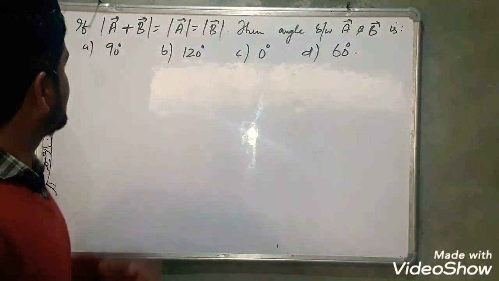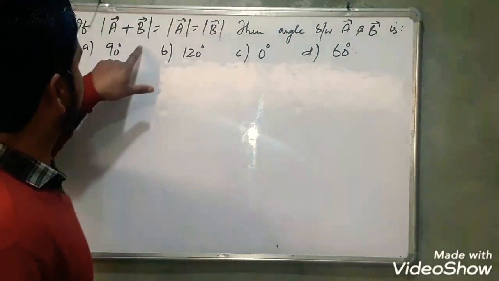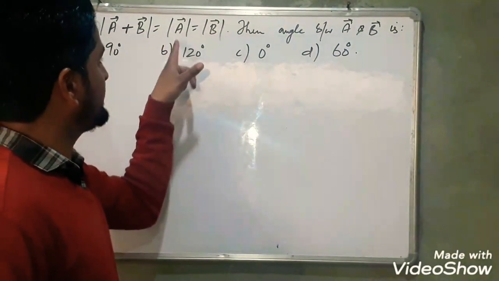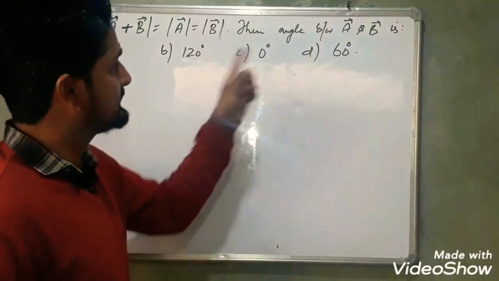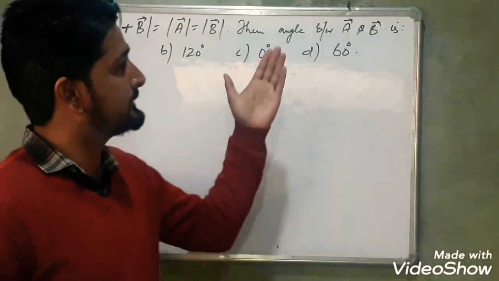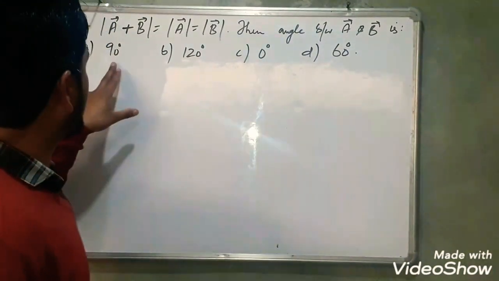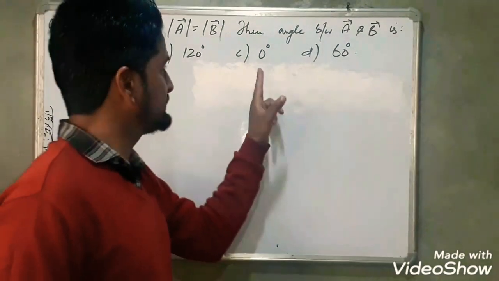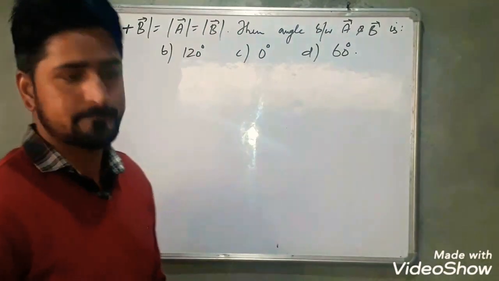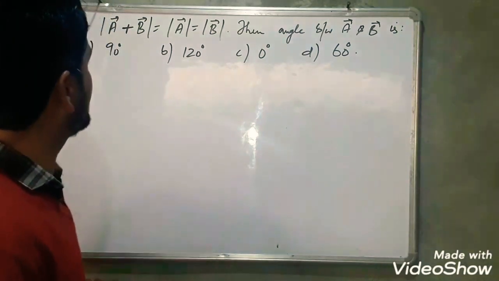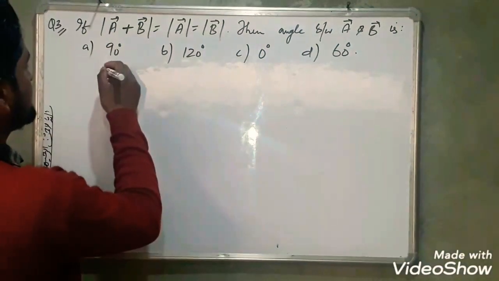So our third question is, if magnitude of A plus B equal to magnitude of A equal to magnitude of B, then the angle between A vector and B vector is 90 degree, 120 degree, 0 degree or 60 degree. Okay, so let me solve this question and find out the correct result. So here the condition is given.